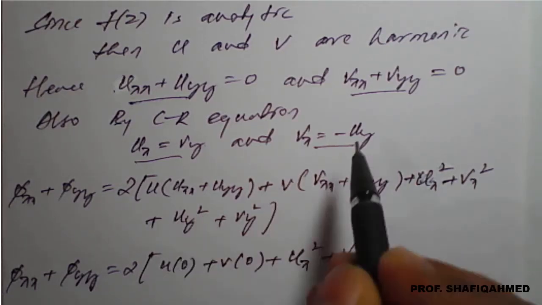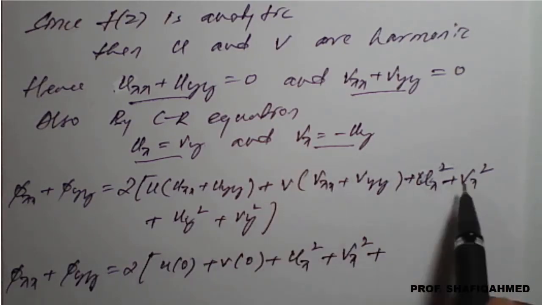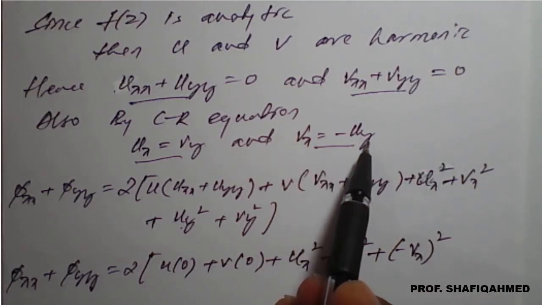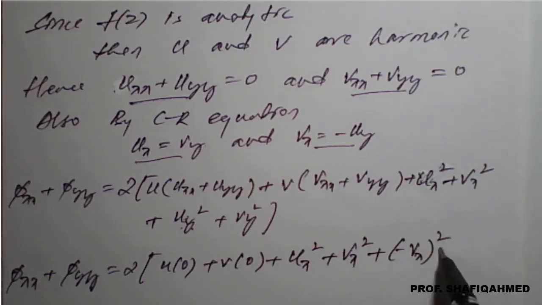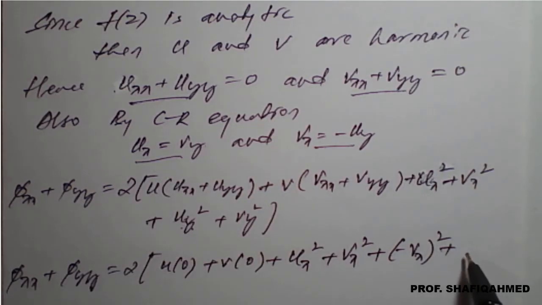So this uy square, so uy is nothing but, shift this minus sign here, so it will become minus vx. So this uy square I will write minus times vx square, because uy is going to be replaced by minus vx, so this uy whole square you can consider as the minus vx whole square, plus this vy square. So vy is nothing but ux, so I will write this one as ux whole square.